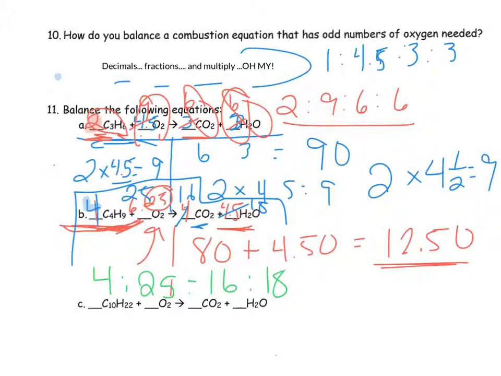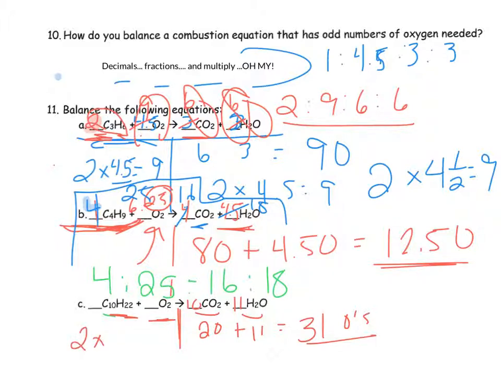All right, let's try one more. Here I have 10 carbons. So I'm going to put a 10 there, giving me 10 carbons. 22 hydrogens, so I'm going to put an 11 there. And now let's work on those oxygens. I like how at least the oxygen is just right there. All right, so I've got 20 oxygens right there. 2 times 10 is 20, and 11 there. So 20 plus 11 gives me 31 oxygens on this side.